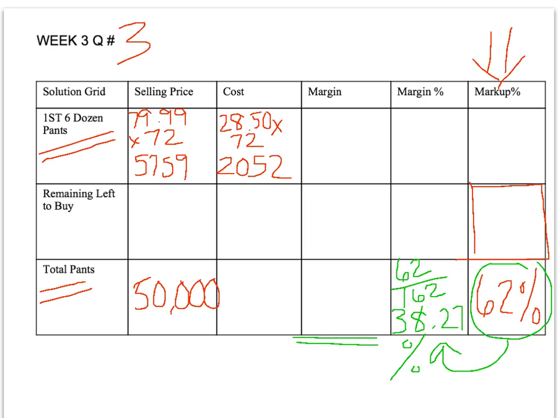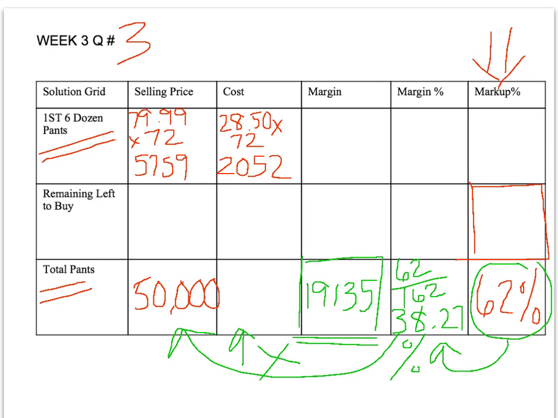38.27%. Okay, now that you've got that, it's easy to calculate your margin by just taking 38.27% of 50,000. So we multiply those two together and we get a margin in dollars of $19,135. Okay, now calculating the total cost here is simple. That is simply $30,865, the difference between your margin and your selling price.